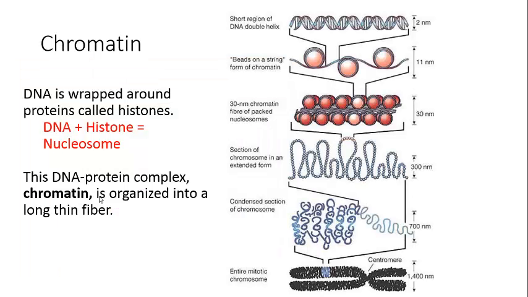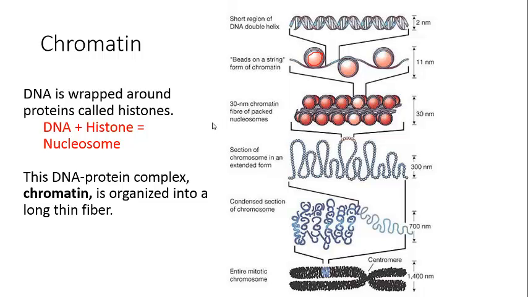Here we see the structure of chromatin. Chromatin is made up of DNA wrapped around proteins called histones. Together, the DNA plus the histone creates a nucleosome. And nucleosomes look like beads on a string.